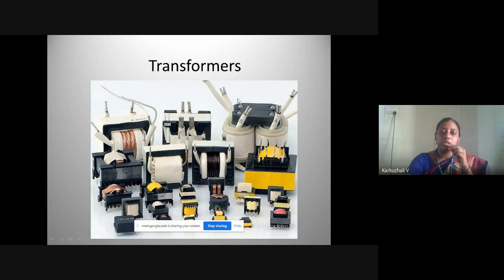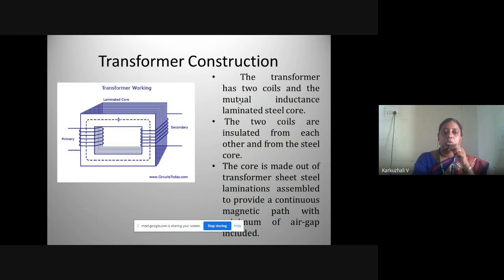Today we are going to see a video on transformers. So, what are transformers and what are the basics of transformers? We know that a transformer is generally used to convert one voltage to the other voltage, that is, AC voltage from one value to the other value without changing frequency.